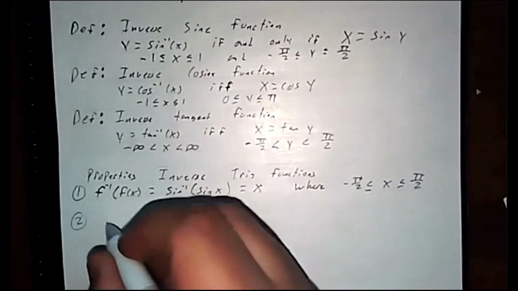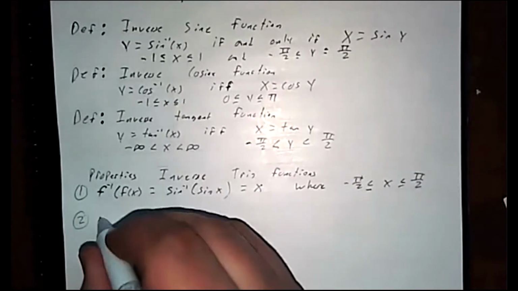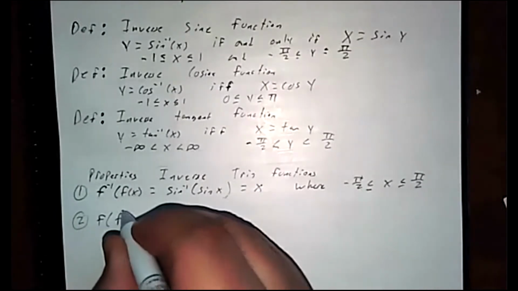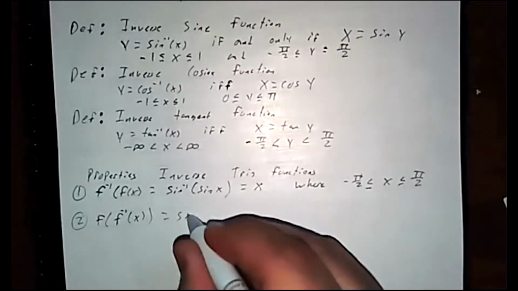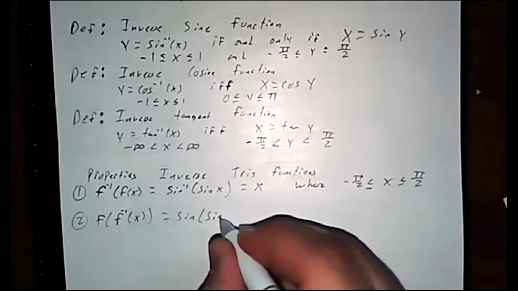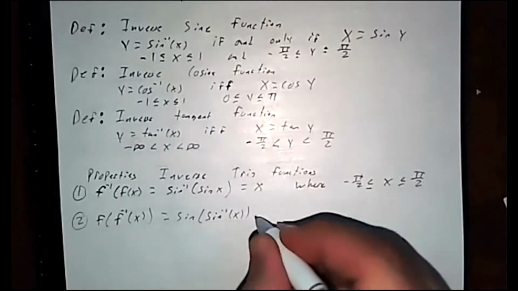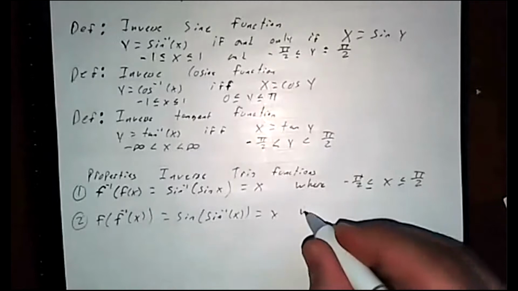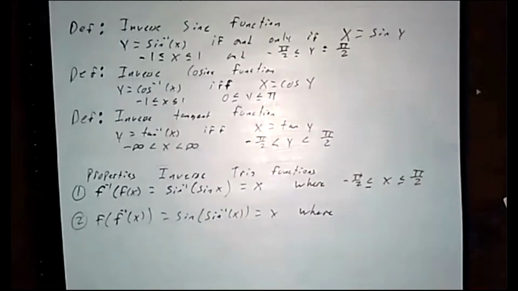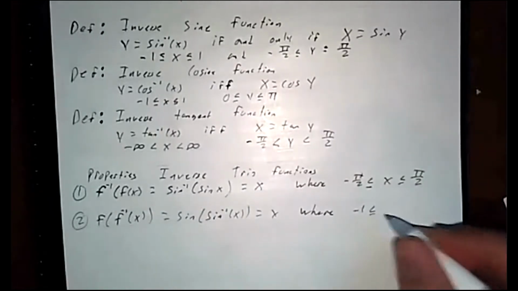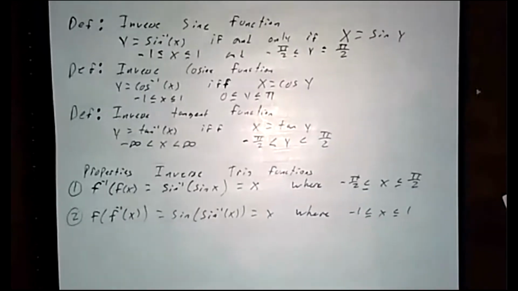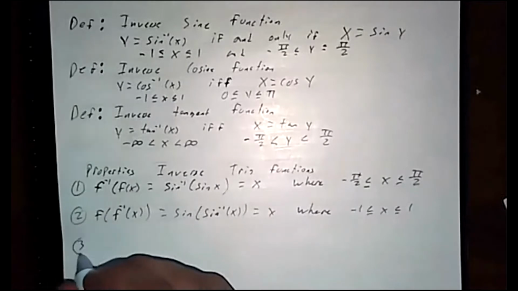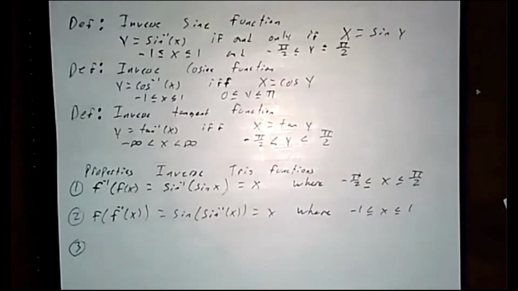Number 2, the other direction, f of f inverse is equal to sine of sine inverse of x. So that will equal x when we have x between -1 and 1. So that's for the sine. And we'll talk about what this means in a moment. I'm just going to write down all the properties first.